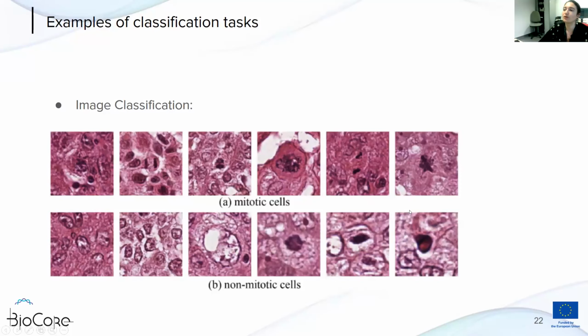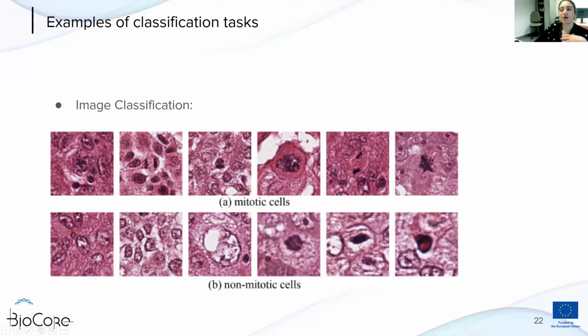Okay, so when you do classification, for example, you have different kinds of tasks that you may want to achieve. One very common one is what is called image classification. So you don't segment anything, you don't localize anything.